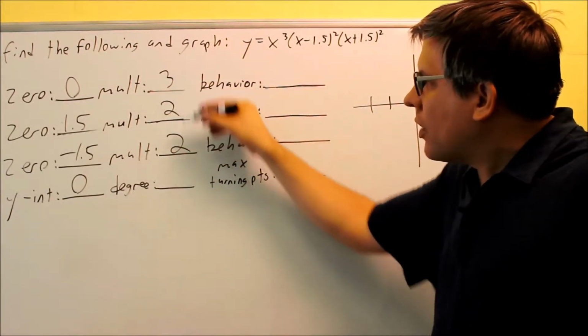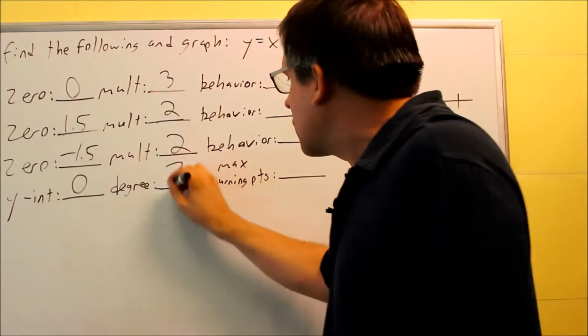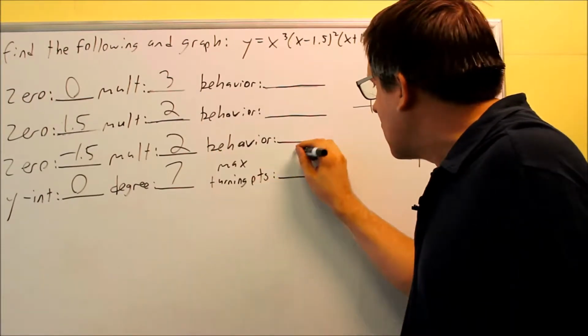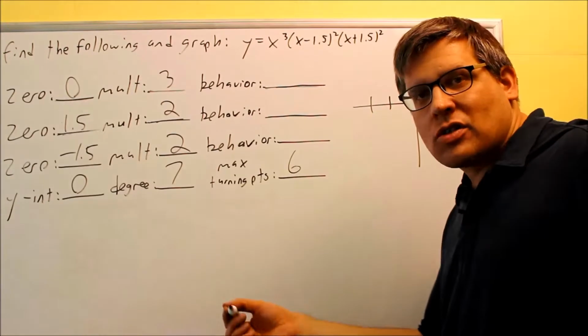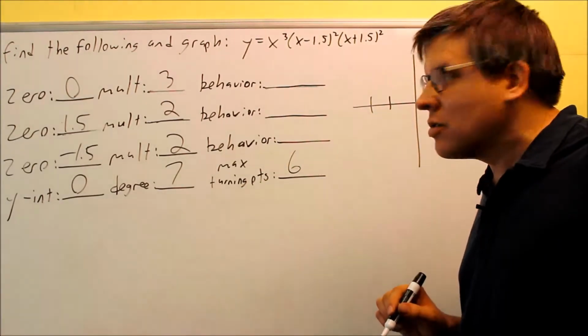Degree is always the sum of the multiplicities. We add those together, gives us 7. The maximum number of turning points is going to be one less than that. It's going to be 6. Does the graph have exactly 6 turning points? No, it doesn't say that. This means that the most turning points it could have is going to be 6.